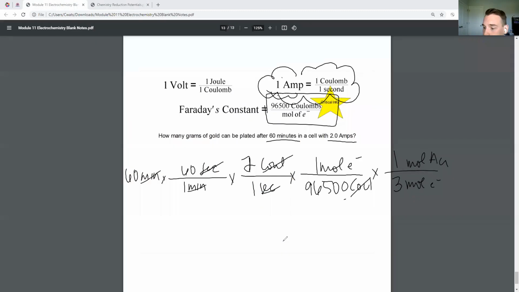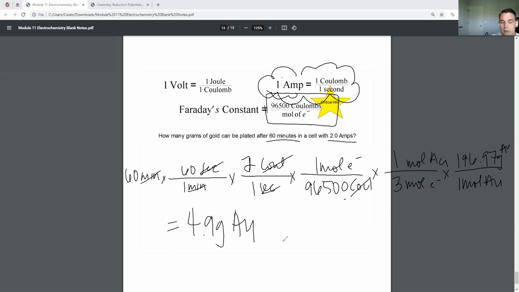And then finally, we just need to take moles into grams. For every 1 mole of gold, it gives us 196.97 grams of gold. Do that math, put it in your calculator. Your final answer, 4.9 grams of gold can be plated in that time. If you want, it's technically 1 sig fig from that. So you could say 5 grams of gold. This one has 2 sig figs, so it's whatever.